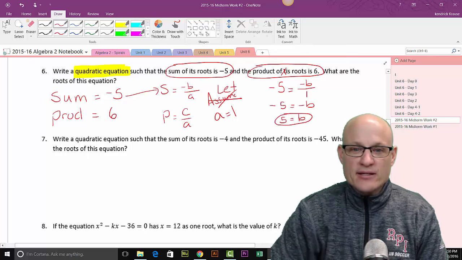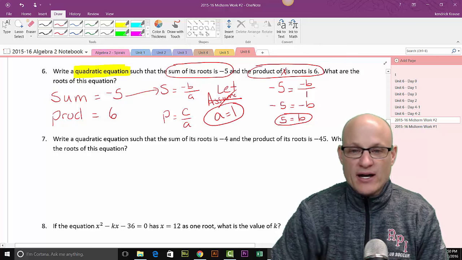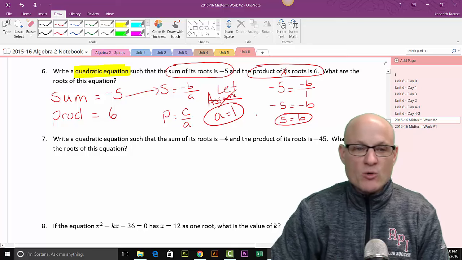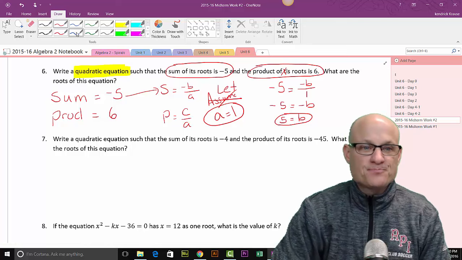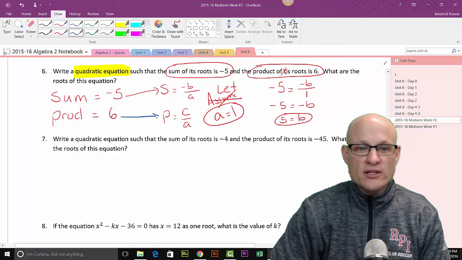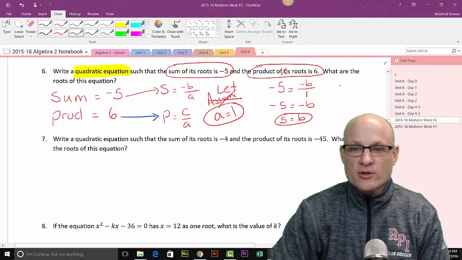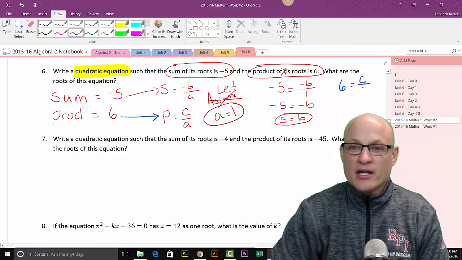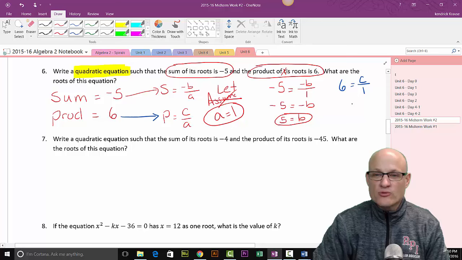So now I have a, because we said it was 1. Now I have b, we said now it's 5. And now we're going to find c. Well, we know that the product of the roots is 6. So we're going to say 6 is equal to c over a, but we made a 1. So c over 1 is just c. So 6 is equal to c.